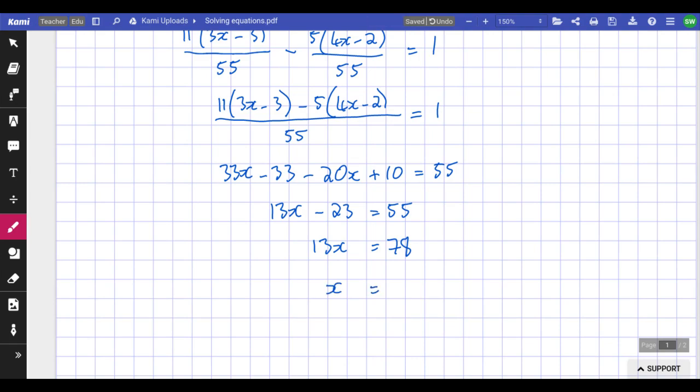Again, you might think I don't want to divide by 13, but if you add successive 13s together, you'll quickly see that 6 of them make 78. So x in this case is 6.